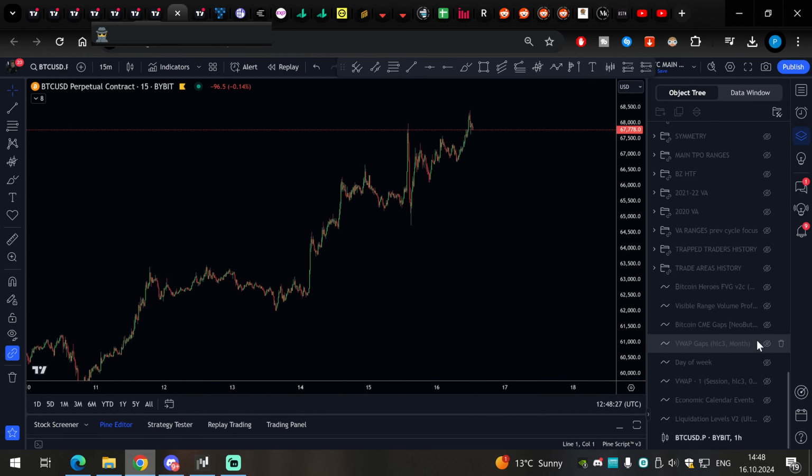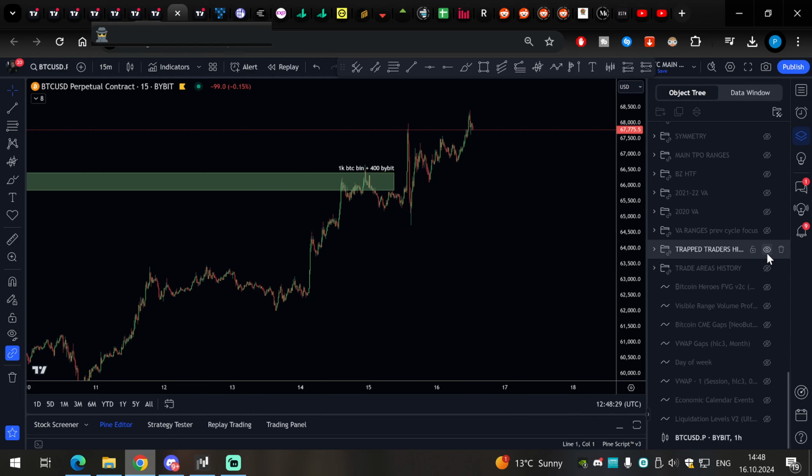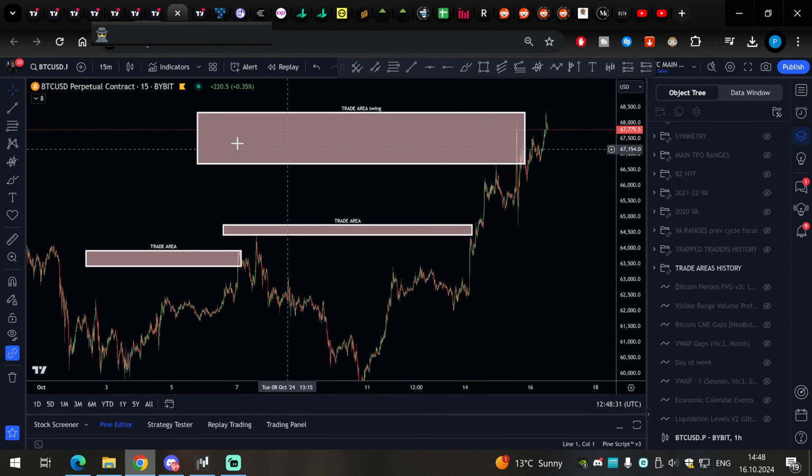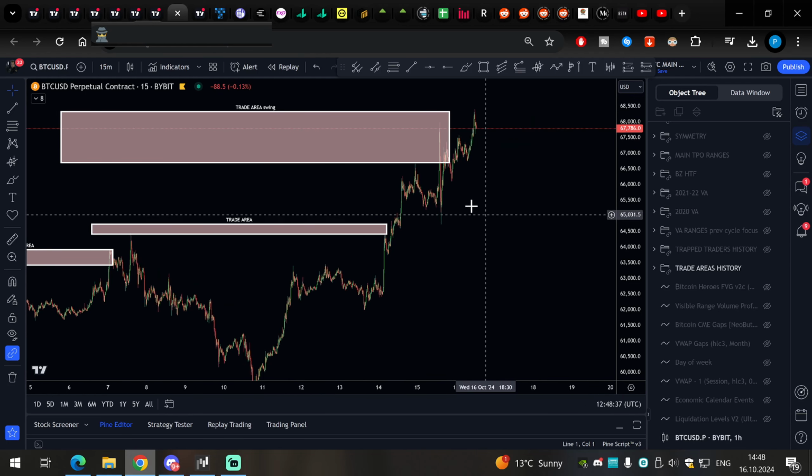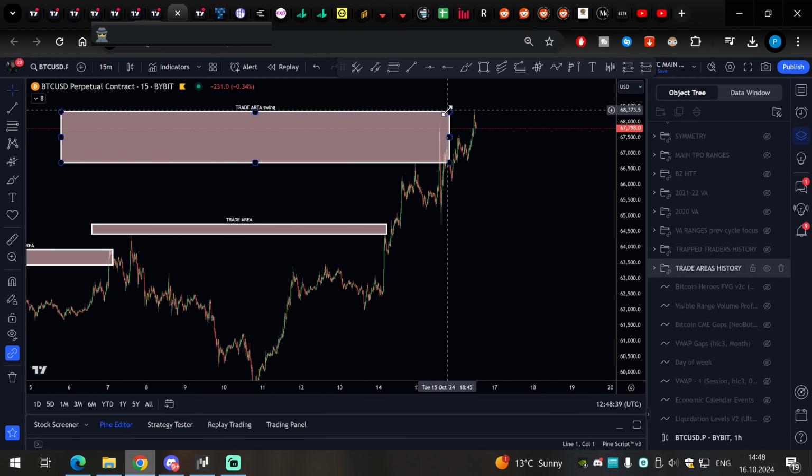We were hitting my trade area here. This area was prepared for a few weeks. I already had this on my chart. This was the area for a swing short trade, okay? And you see we still hit the bottom boundary.